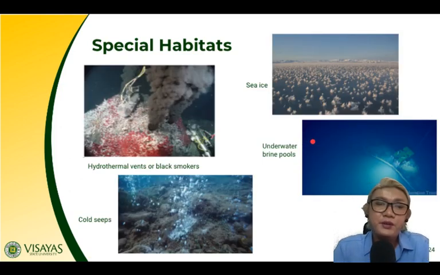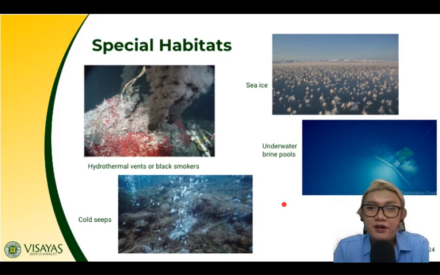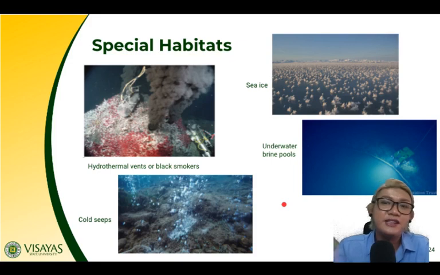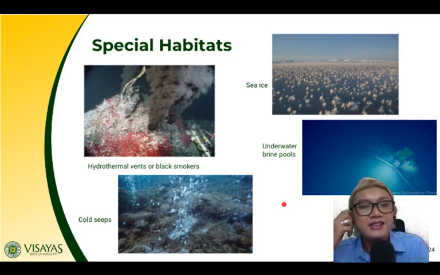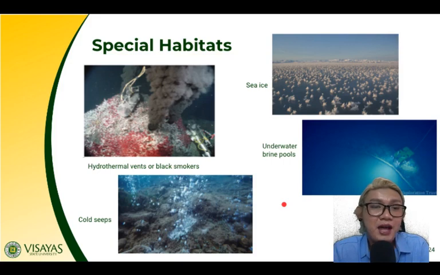Now, aside from those, there are also some places in the marine environment, in the ocean, that could serve as special habitats for these microorganisms. They are not the conventional habitats, that's why they're called special habitats, because they are not found everywhere. They are found just in certain areas. Example, hydrothermal vents or the black smokers. There are also many microorganisms that are found in this habitat.